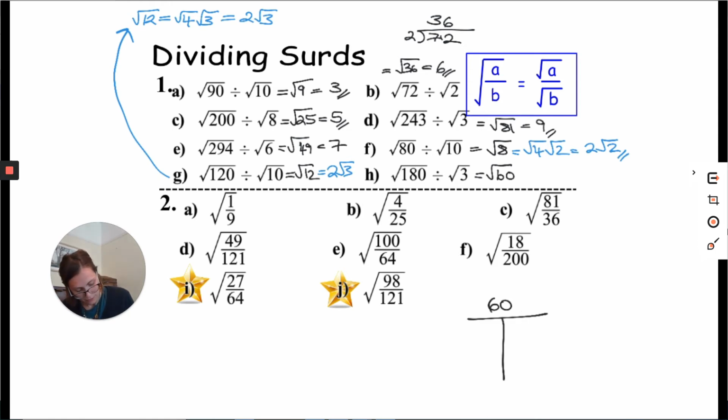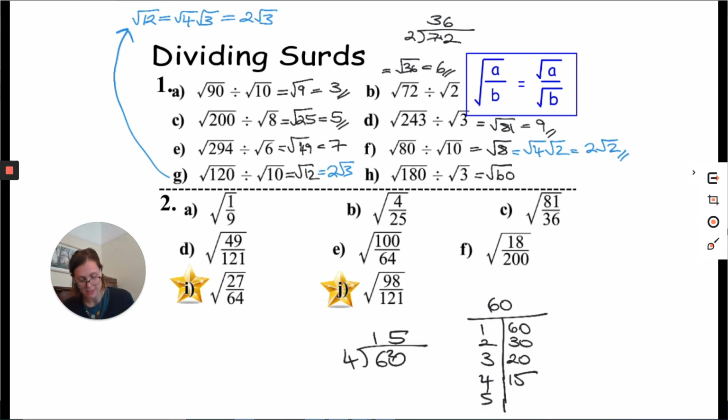The factors of 60 are 1 and 60, 2 and 30, 3 goes in 20 times. 4, let's look at how many times 4 goes into 60. Well, 4 into 6 goes 1, remainder 2. 4 into 20 is 5, so 15. 5 goes into 60. Let's have a look how many times 5 goes into 60. That's once, remainder 1. So 5 into 10 becomes 2, 5 and 12. Let me continue my list up here.